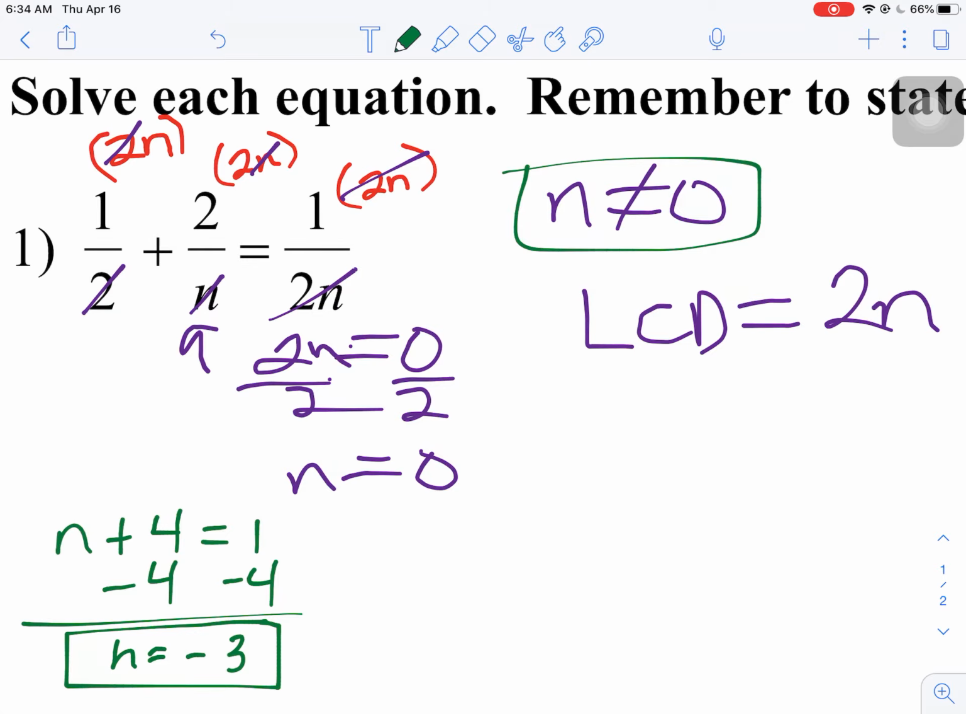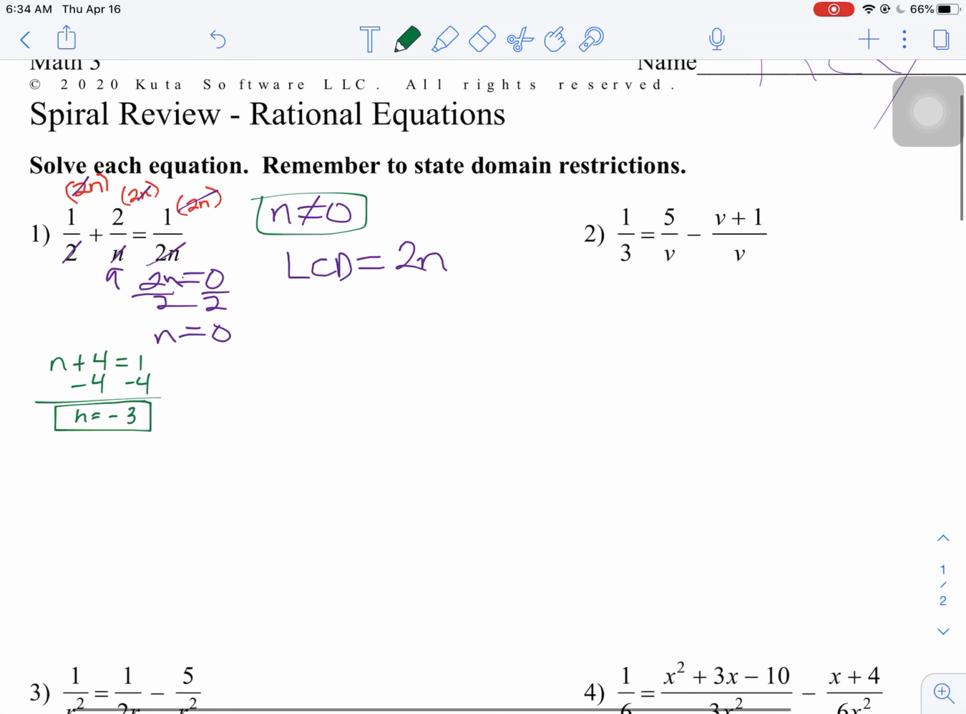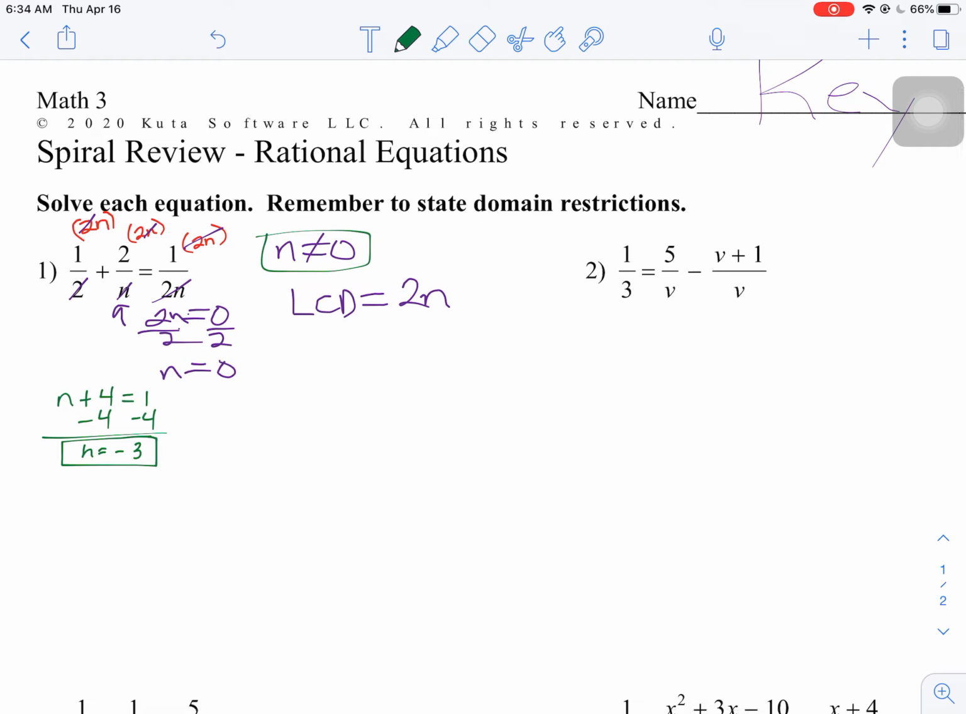Let's take a look at number 3. And actually, let's at least get the LCD for number 2 and the domain restrictions, and then I'll let you do the rest of it and just check the key later. So on number 2, as far as domain restrictions go, just look at your denominators. V cannot be equal to 0, because if it was, it would make the denominator 0, and when you divide by 0, that's undefined. And then for the least common denominator, I see a 3 and I see a V. There is nothing else in the denominator, so that's going to be our least common denominator, 3V.